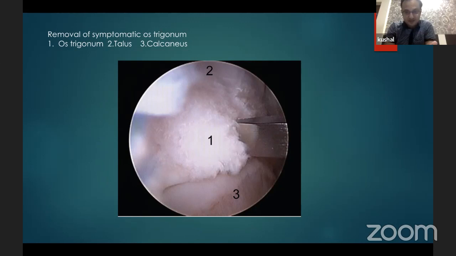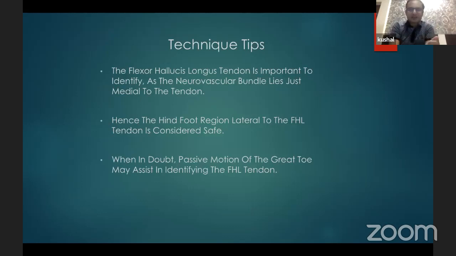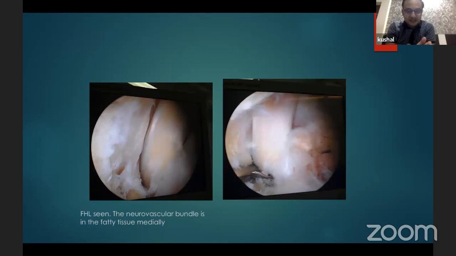A few other things that you need to watch out for in posterior scopy is look out for the FHL, right? That's the first thing that you should be trying to identify, because you would need to limit your movement lateral to it, right? You don't want to go medial to it. So the flexor hallucis longus is a very important tendon. I need to identify it and keep lateral to it, because medial to it, you have the neurovascular bundles. So once you see the FHL and you can confirm by moving your great toe, please stay lateral to it, and just medial to it, you see those fatty tissue, that's where the neurovascular bundle is.